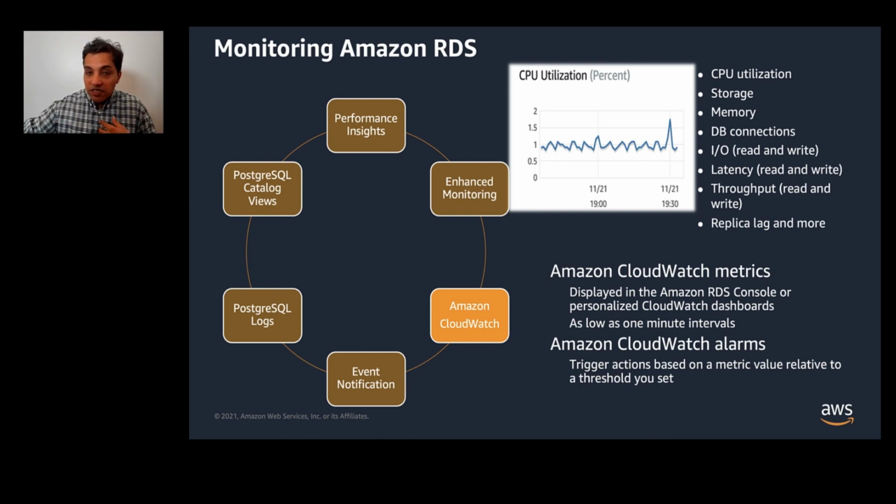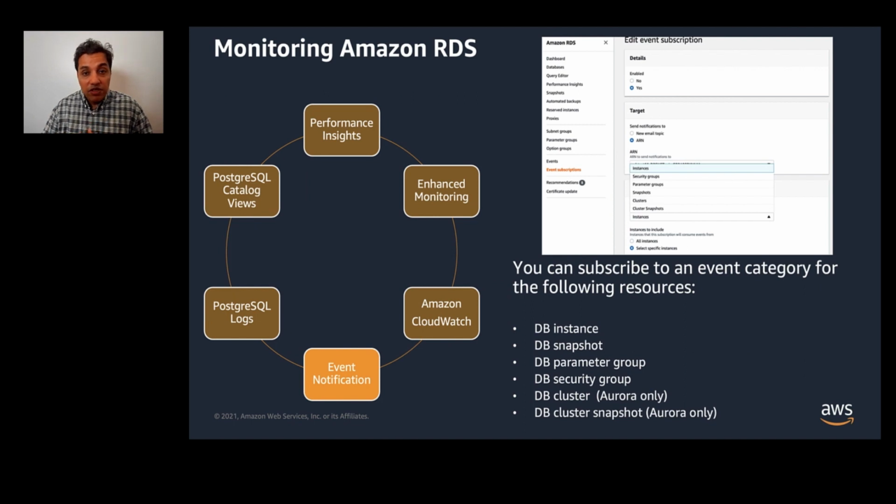Let's move on to the next one, which is event notification. Amazon RDS uses Simple Notification Service, or SNS, to provide you a notification when certain RDS events occur. This notification could be in the form of email, a text message, or even an HTTP endpoint. So really, anytime there's any change that happens in the DB instance, or when you take a snapshot, or you make a change to a parameter group, or in case of Aurora, if you're making a change to a DB cluster or a DB cluster snapshot, you can get notified.